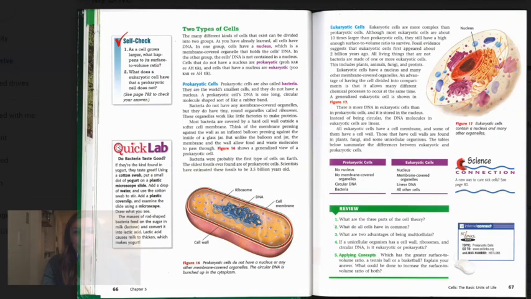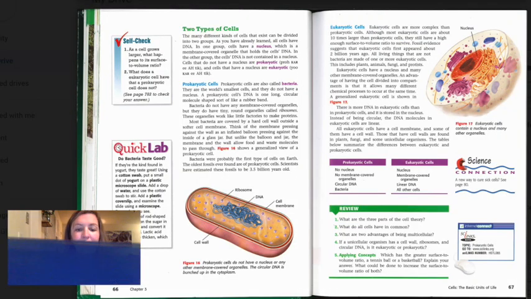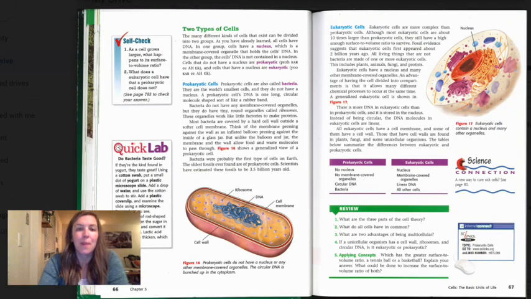Page 66 starts with the two types of cells. The many different kinds of cells that exist can be divided into two groups. As you have already learned, all cells have DNA. In one group, cells have a nucleus, which is a membrane-covered organelle that holds a cell's DNA. In the other group, the cell's DNA is not contained in a nucleus. Cells that do not have a nucleus are prokaryotic, and cells that have a nucleus are eukaryotic.